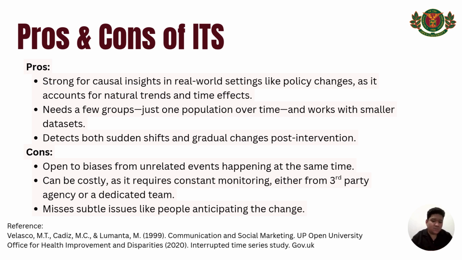And it also helps detect sudden shifts and gradual changes post intervention, which will allow us to see the effect of our program implementation immediately so that we can already do another intervention to arrest these changes. The cons, however, for ITS is that it is open to biases, in particular, unrelated events happening at the same time. It can also be costly, especially when we're constantly monitoring changes over a large period of time. So we might need a third party agency or a dedicated team.